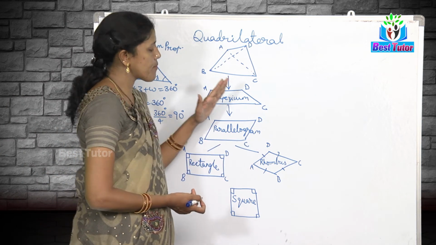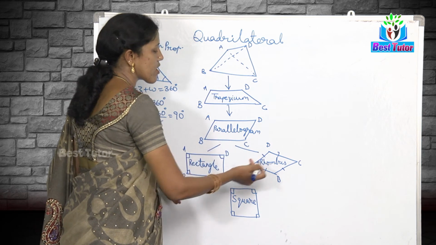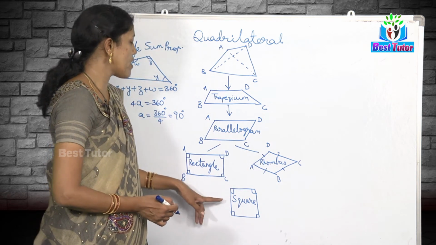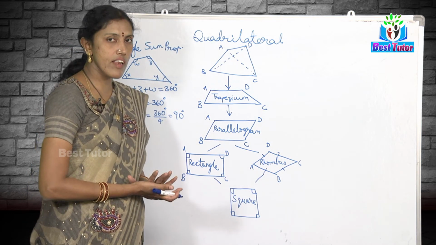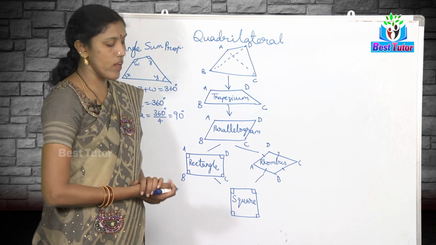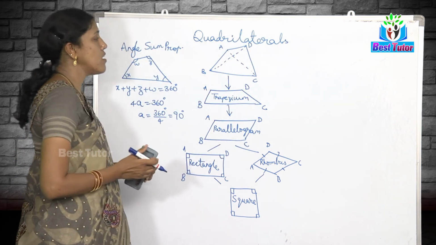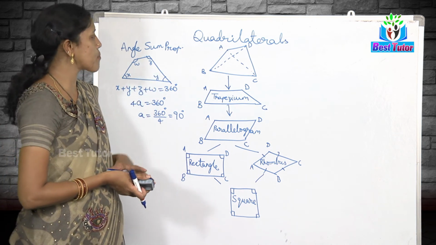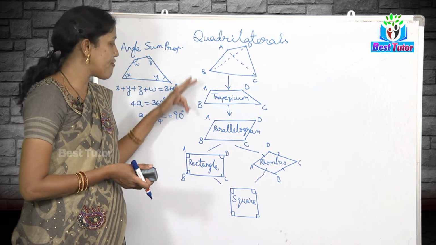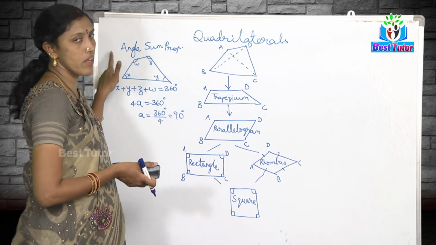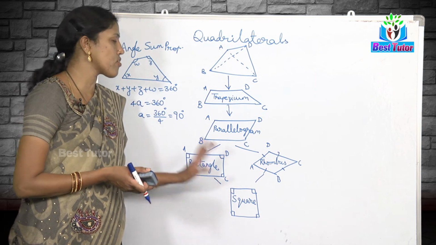A parallelogram becomes a rhombus if all sides are equal. So all the four sides are equal, it becomes a rhombus. A square is a quadrilateral in which all angles are equal and all sides are equal. So these are the types of quadrilaterals. Every quadrilateral is a closed figure bounded by 4 line segments. It has 4 sides, 4 vertices, 4 angles, and every quadrilateral should follow the angle sum property, be it a trapezium or a parallelogram or a rectangle or a rhombus or a square.